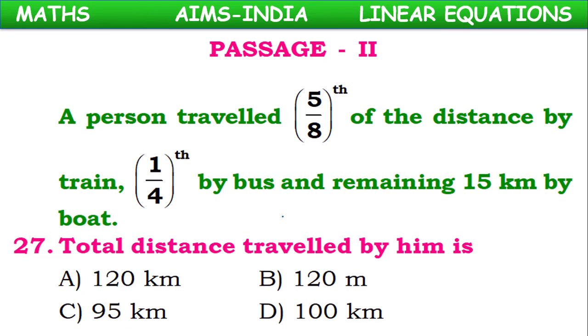So in the question they have asked total distance traveled, 120 kilometer. Here 120 meter they have given, children. Don't get confused. 120 kilometer is the correct answer.